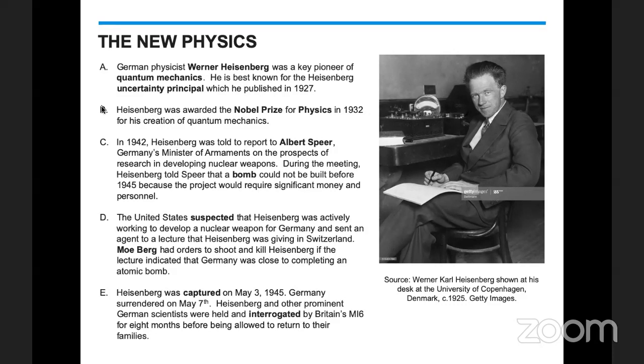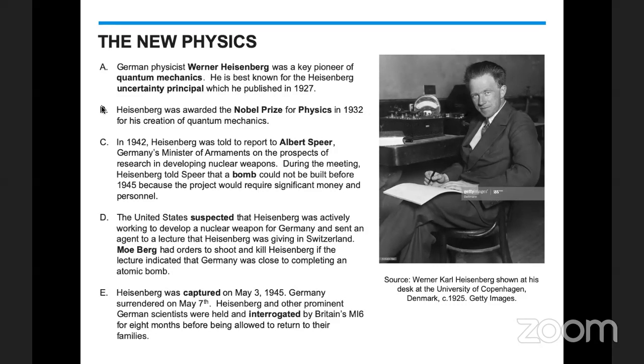But in 1942, obviously the Nazis are in power, and he is told to report to Albert Speer, Germany's Minister of Armaments, on the prospects of research in developing nuclear weapons. During the meeting, it was reported that Heisenberg told Speer that a bomb could not be built before 1945 because the project is going to require significant money and significant personnel. And it's believed that after that meeting, they took a different direction and didn't necessarily pursue the bomb.